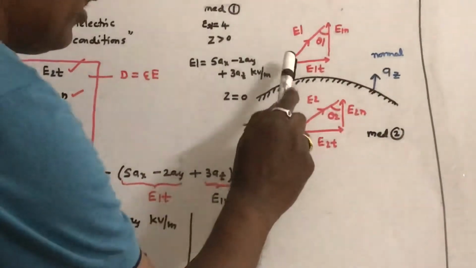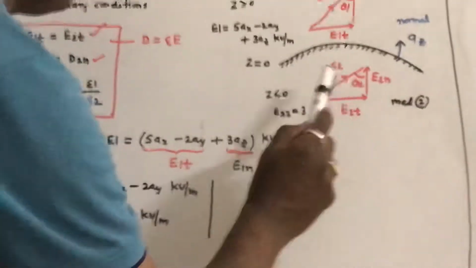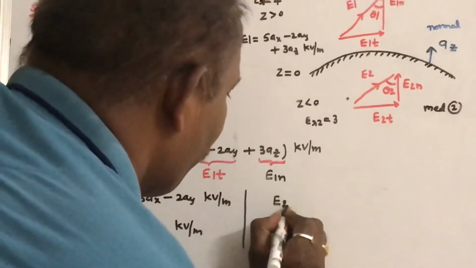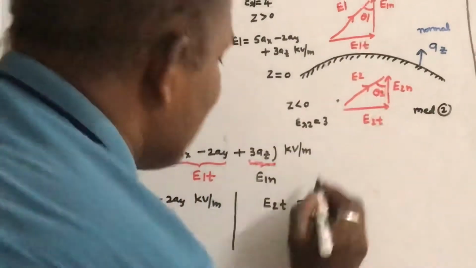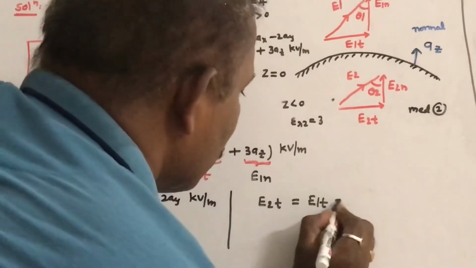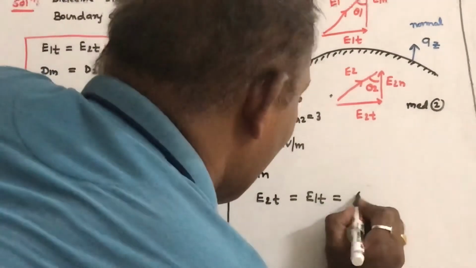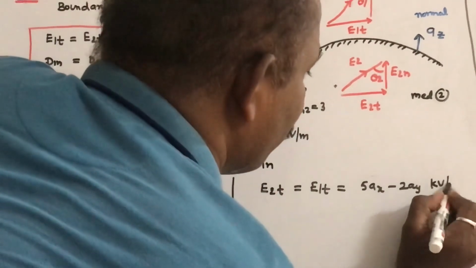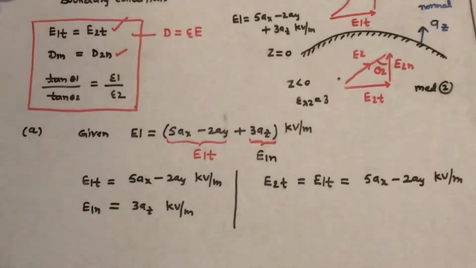What I said, E1t is equal to E2t from the boundary conditions, which we have mentioned here. Therefore what is E2t? E2t is nothing but the same as E1t. So what is E1t here? 5ax minus 2ay kilovolt per meter. So this one we have got as E2t.